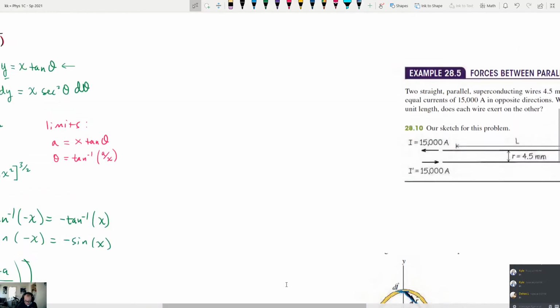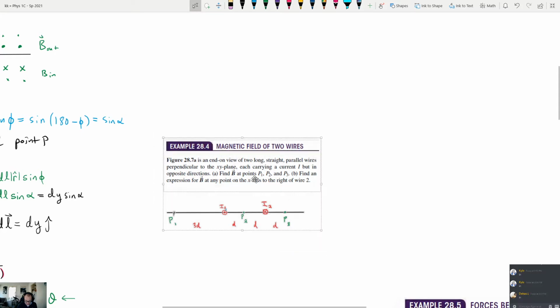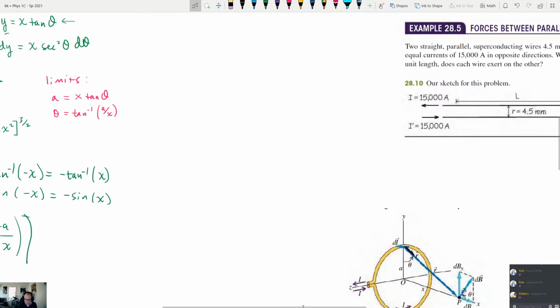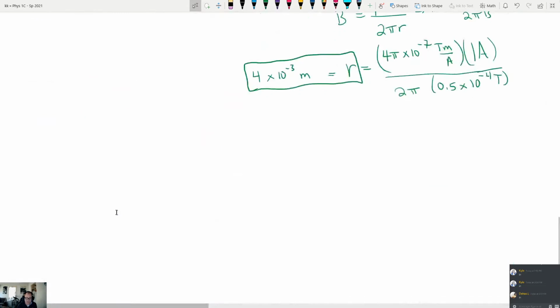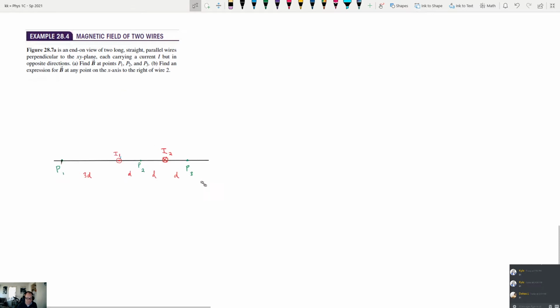So the next one we're going to do is the magnetic field of multiple wires. We're going to find the magnetic field at 3 different locations, 4 different locations. We're also going to do one more than shown on here. For this one, I already drew out a picture. So here's our picture of what's going on. Let me make it a little bigger.